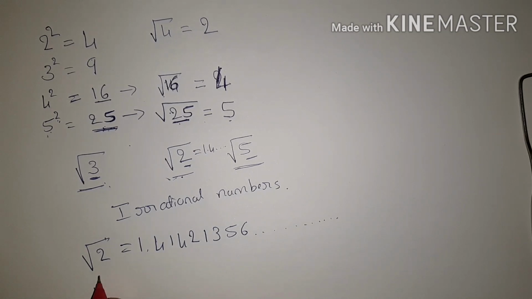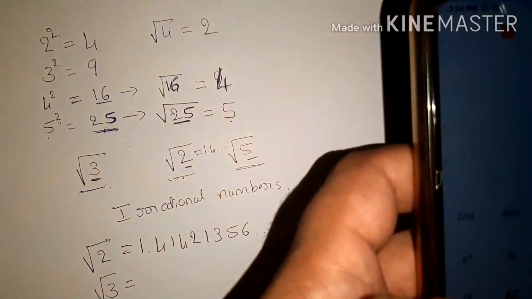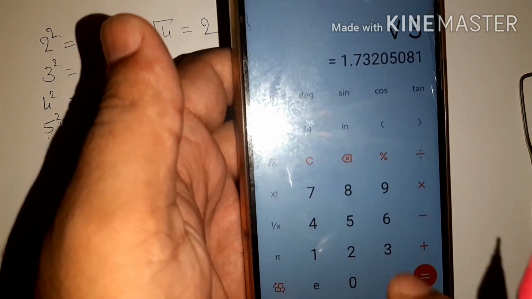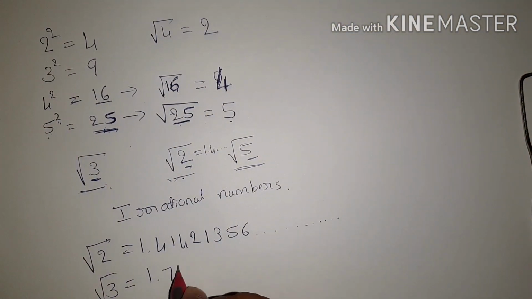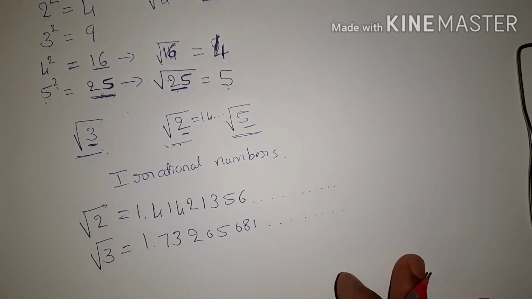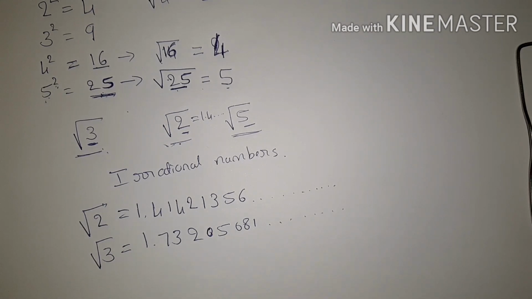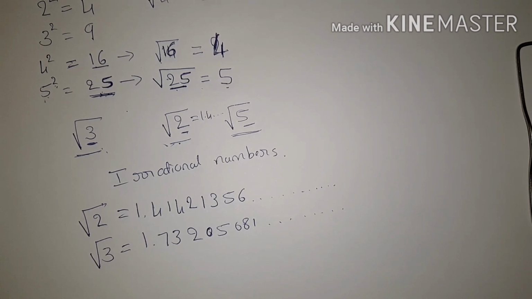And if I take square root of 3, again we'll use the calculator. I'll press square root of 3. It is 1.73205081, and it continues. There is no end. The calculator might show an end, but the number does not end. It will continue for huge numbers. Hence, now what should we do?